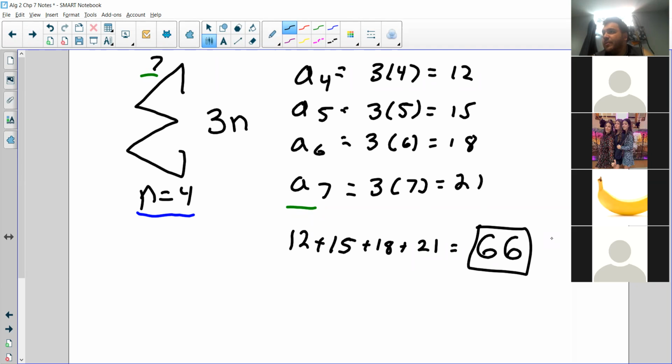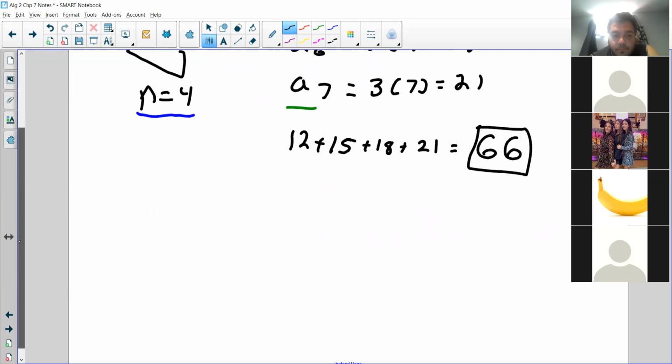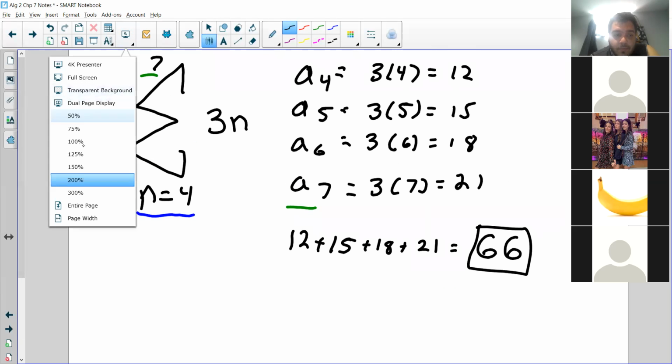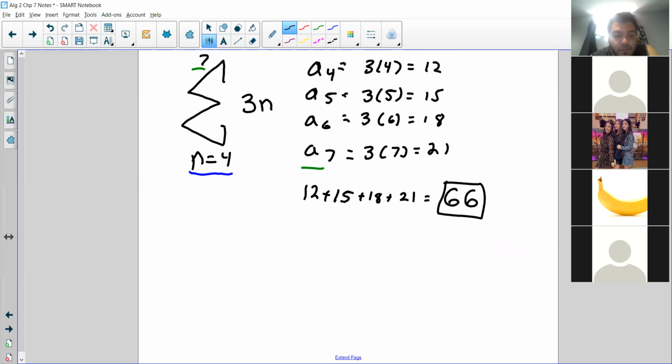Hopefully nothing too crazy on that one. You just gotta start where it tells you to start, which should make sense. Okay. Let's go up a notch. Let's zoom in a little bit. Yeah, 66. Let's do another one.